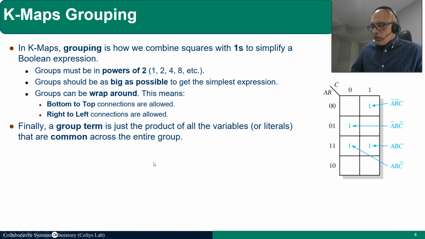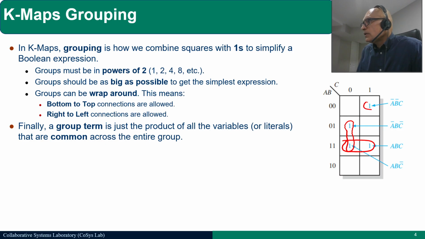Let us see one example. Imagine we want to group. Can we group these two? Yes, we can. Can we make it bigger? No, it's not possible. What about this? Can we group this? Yes, we can. So actually overlapping two groups is possible. That's important. What about this? Can we group this with any other one? No. So this is one.